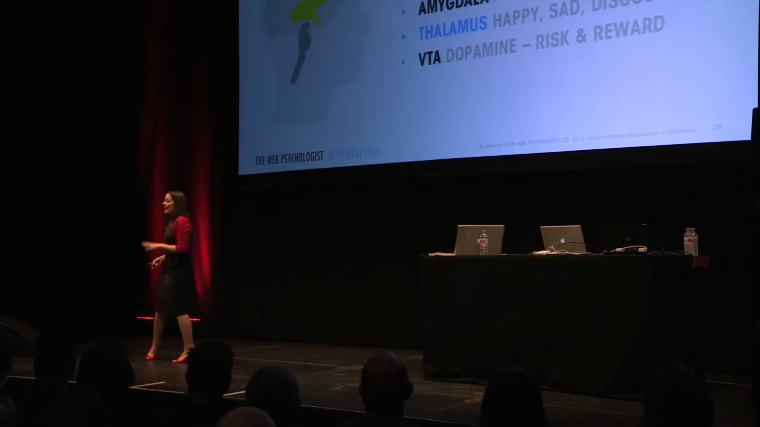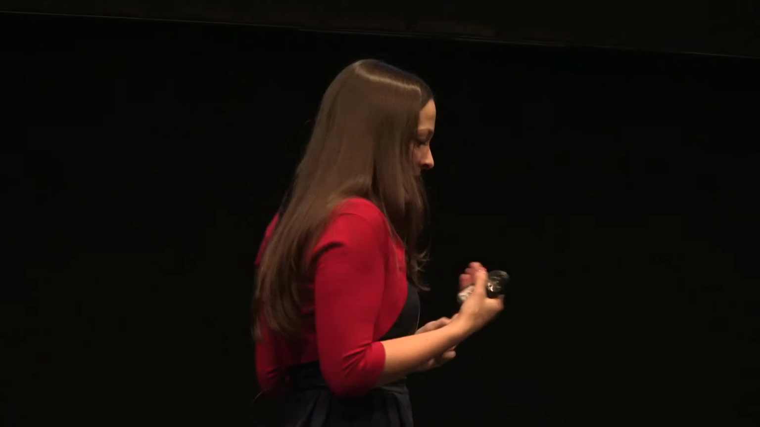And some of the key emotions that we're going to look at in a little bit that it processes are things like happiness, sadness, and disgust. Disgust is a very, very interesting one because it elicits a very strong visceral response. And a lot of the stuff that goes viral is often disgusting.